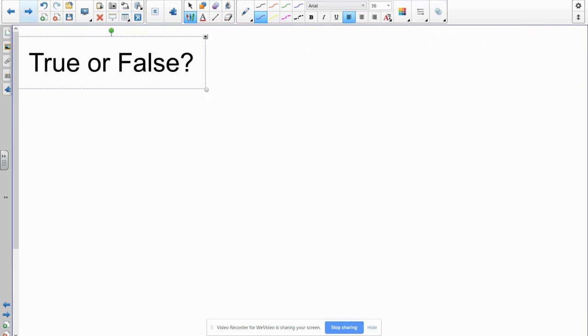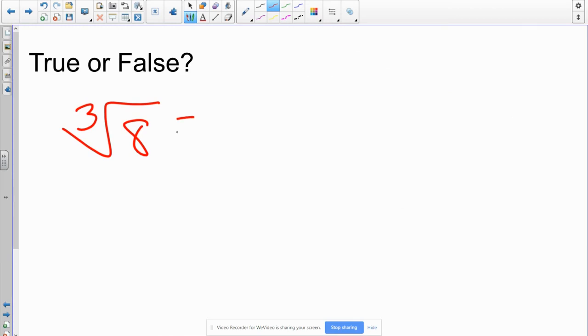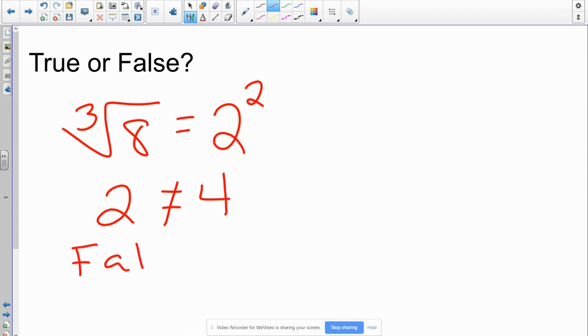Let's finish up with a couple of true-false statements. So we have the cube root of 8 is equivalent to 2 squared. We're just going to solve here. The cube root of 8 is 2, and 2 squared is 4. So we can say that these are not equivalent, so this would be a false statement.